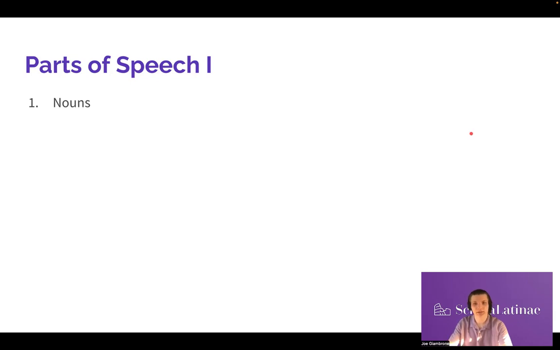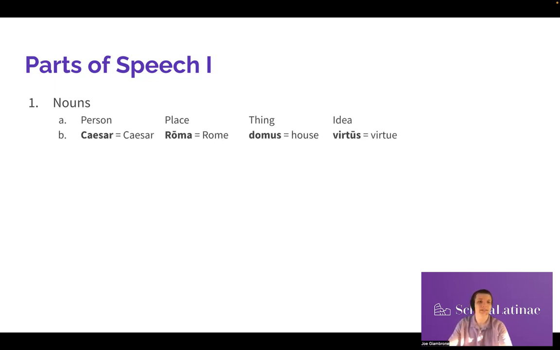And nouns, as you might have learned, a noun can be a person, place, or thing, or idea. So for example, we have Caesar and Roma, and domus and virtus as all of our nouns here. And nouns in a sentence are the things that are often doing the action or receiving the action.